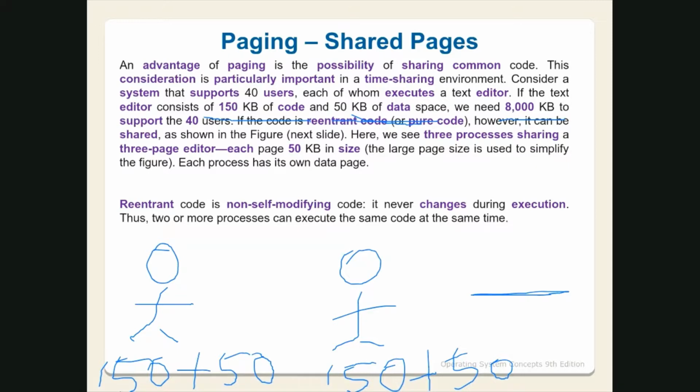Document plus the application. The application is the same overall for the 40 users. It's the same Microsoft Word, but the document may be different. I may be writing a letter, another user may be writing a document, another user may be creating a report. So the content and the document are different. The 50 is not the same. This 50 is different for different users, but this 150 is the same Word app.